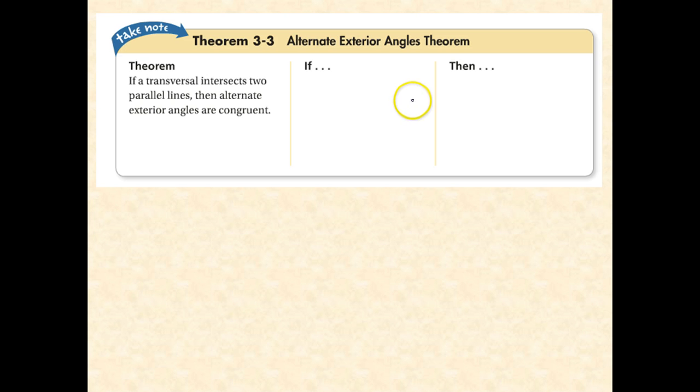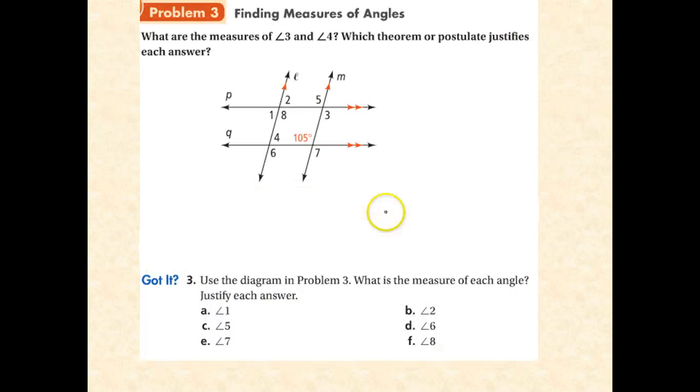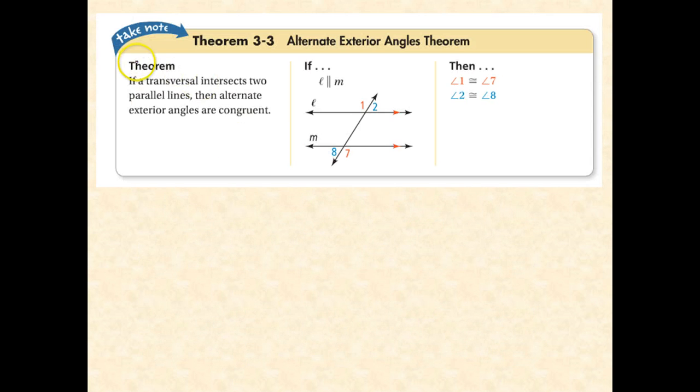So, we've pretty much just proved that alternate exterior angles are congruent. If you've got two parallel lines cut by a transversal, alternate exterior angles are congruent. So that means that angle 1 is congruent to angle 7 and angle 2 is congruent to angle 8. Put that in your notes, kid.